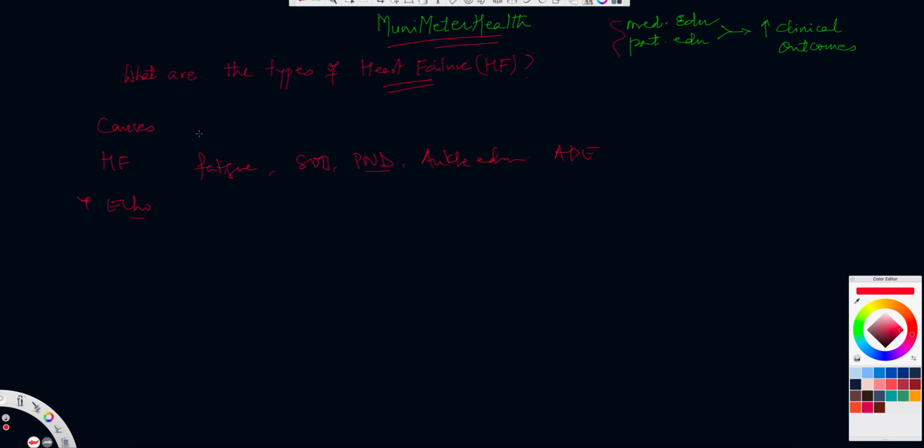So let's get to the causes first. When we look at the causes, the most important cause that you will see here is hypertension, then diabetes. Now these are important ones, and then you have the dilated cardiomyopathies. Now what exactly do you mean by dilated cardiomyopathy? I'll show it to you in a second here.